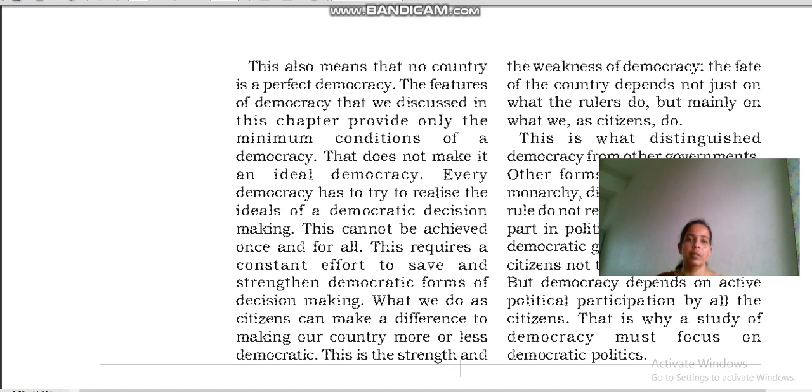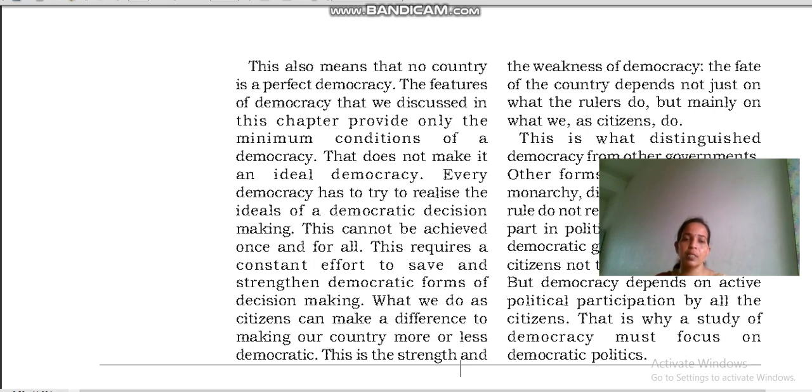The fate of the country depends not just on what the rulers do, but mainly on what we, the citizens, do. We cannot always depend on the government or the rulers. It depends on the citizens how to bring the best democracy into practice. This is what distinguishes democracy from other governments. Other forms of government like monarchy, dictatorship or one party rule do not require all citizens to take part in politics. Governments other than democracies are interested in keeping citizens away from the decision making process so that they alone can take the decisions. But in a democracy, it depends on the active political participation of all the citizens.